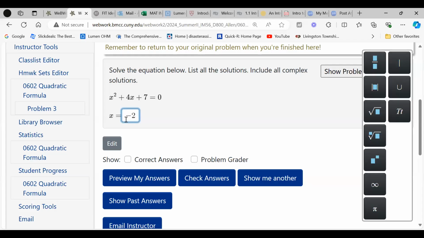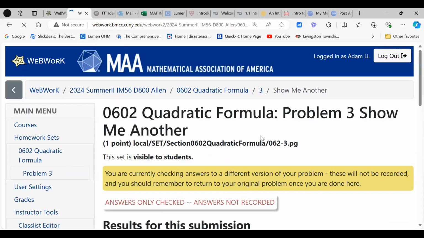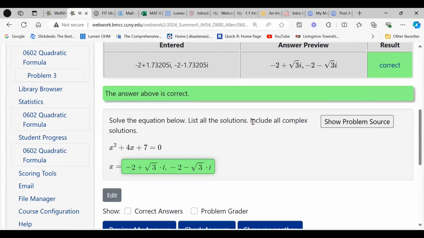Minus 2 plus radical 3i. Multiply by i. And the second one is minus 2 minus radical 3i. And see that it does include all complex solutions.